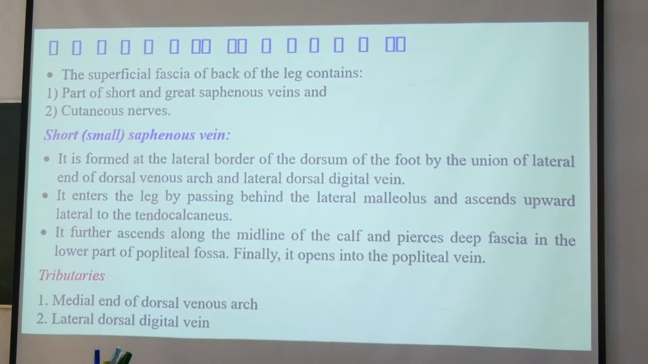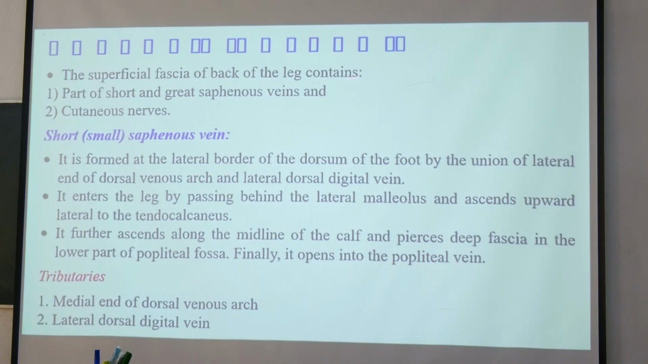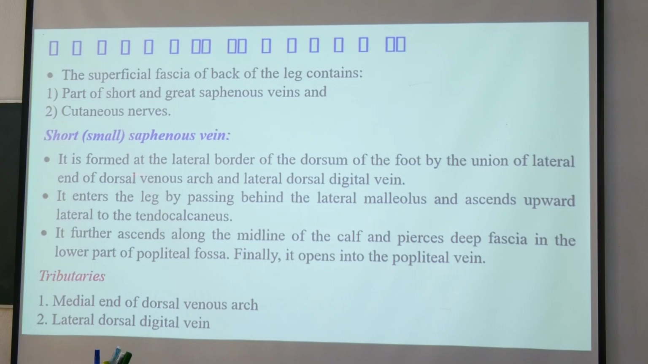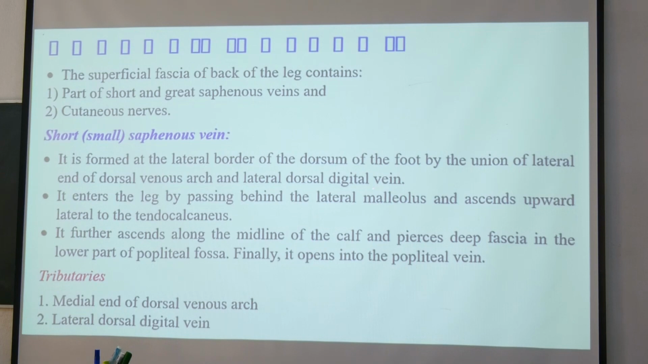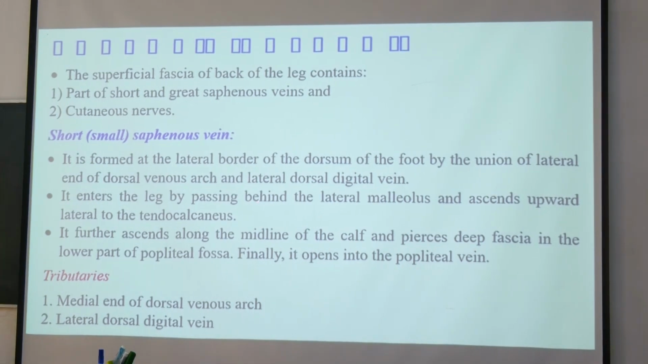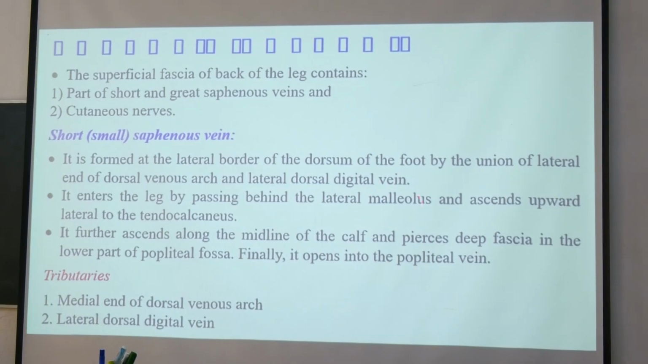Okay, so in the superficial fossa of back of leg, it contains the part of short and great saphenous veins and cutaneous nerve. So small saphenous vein, it is formed at the lateral border of the dorsum of the foot by the union of lateral end of dorsal venous arch and the lateral dorsal digital vein. It enters the leg by passing behind the lateral malleolus.